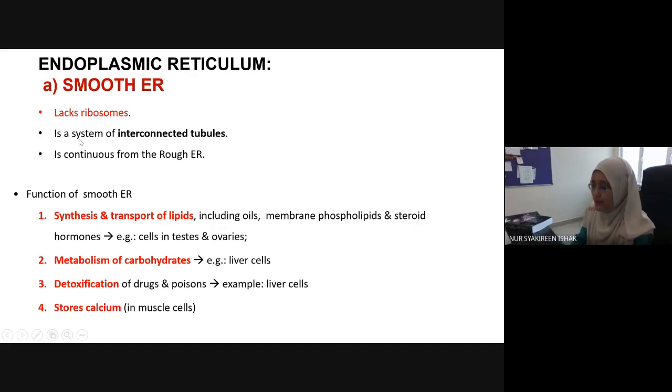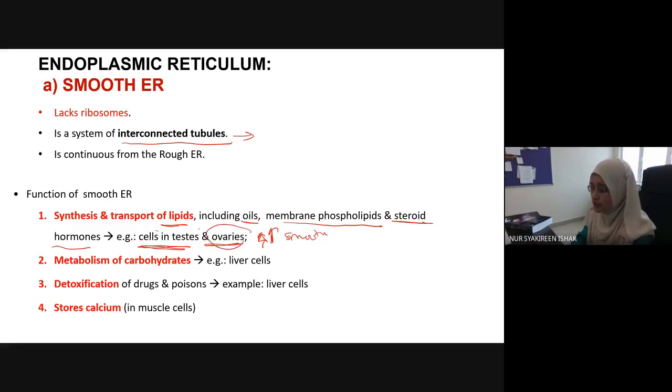So it is a system of interconnected tubules. So ingat ya, the tubules are also referred to as cisternae. So it is continuous from the rough ER. So the function of the smooth ER is totally different from the rough ER. One is to synthesize and transport lipids. These lipids include oils, membrane phospholipids, and also steroid hormones. So for example, cells of the testes and also ovaries will have a high number of smooth ER.